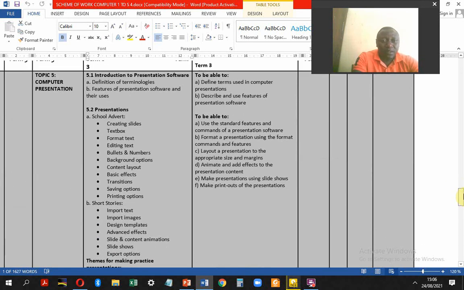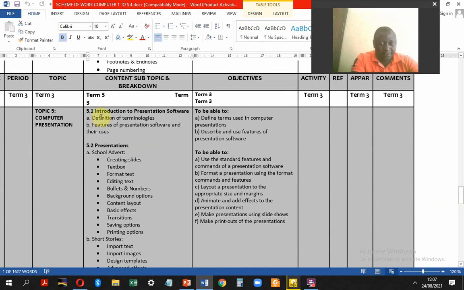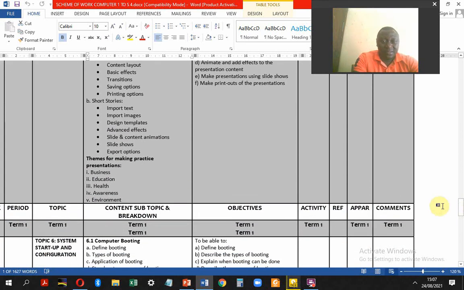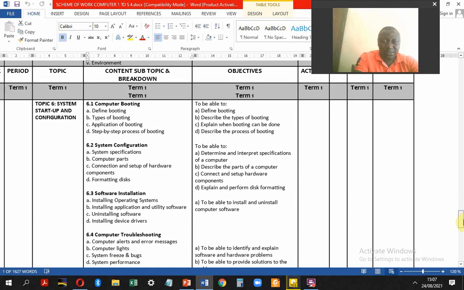Topic 5. In our topic 5, this is the content that we expect you to look at. We shall do a school advert: creating slides, text boxes, bullets, content layout, the basic effects and saving options. I know from the previous topic, word processing, we know how to save. Short stories, we shall look at short stories: importing text, images, design templates and so on. The themes in education, health, awareness and environment, all those topics we will be handling.